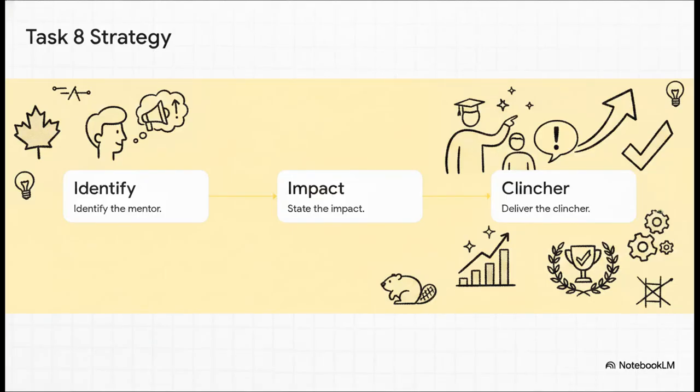Here is your step-by-step blueprint for Speaking Task 8, which very often asks you to describe someone who had a major impact on your life. Step 1, identify the person. Start with something simple like, my boss Eileen. Step 2, state the impact clearly.